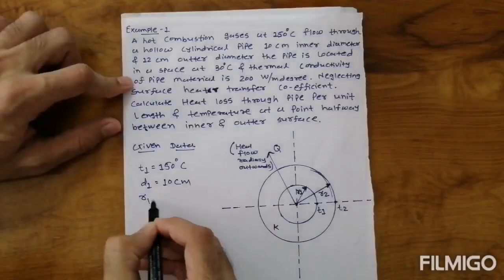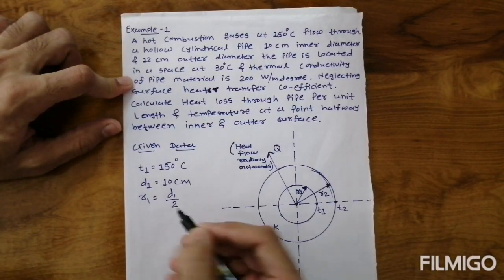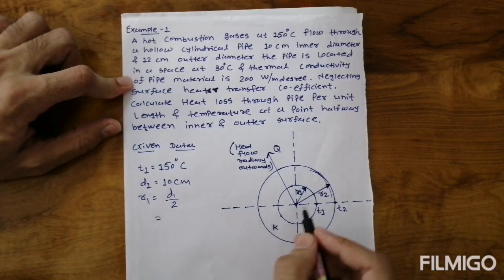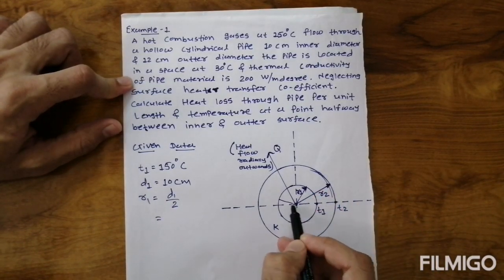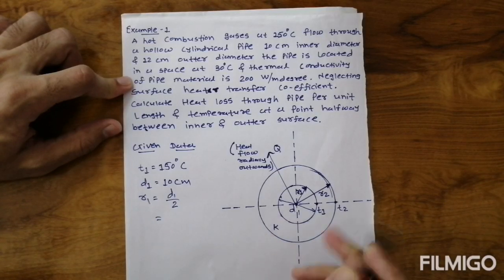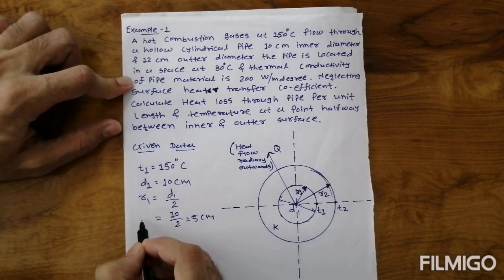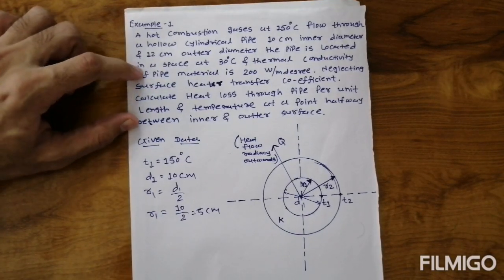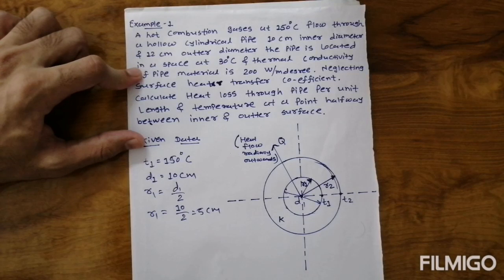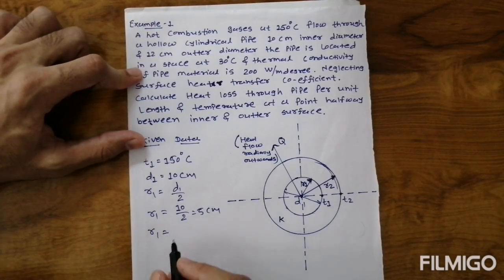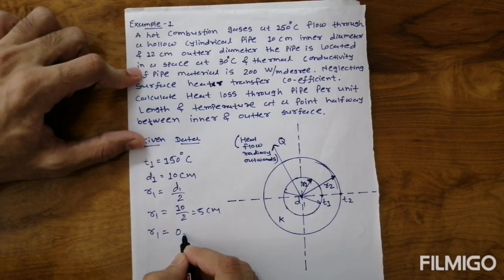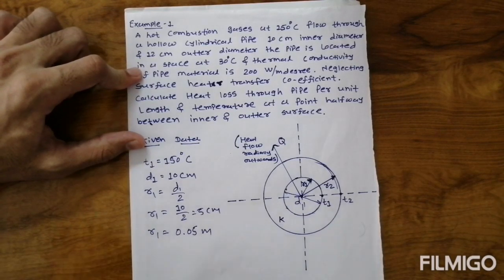So radius R1 is equal to D1 by 2. The whole diameter is D1, but we require the radius, so half of the diameter will be considered. 10 centimeter divided by 2, so the radius of the cylinder is 5 centimeter. Now we convert into meter, so R1 is equal to 5 into 10 to the power minus 2, so it will be 0.05 meter. That is the radius of the inside cylinder.